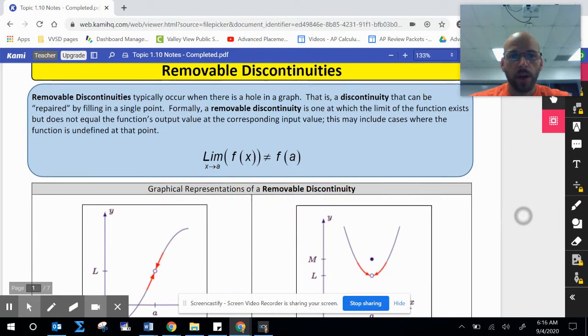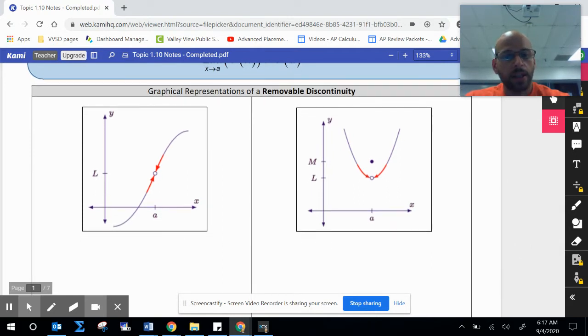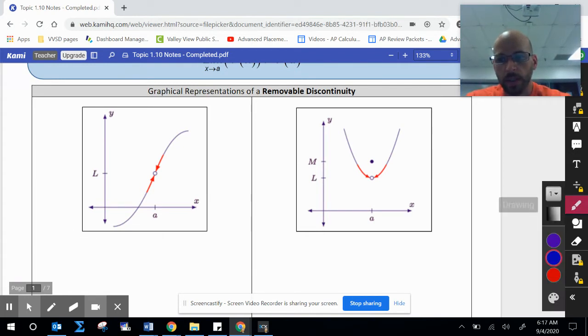And ultimately, when you have a removable discontinuity, the limit as you approach a specific value exists. The output doesn't necessarily have to exist, but if it does, then it typically doesn't equal the value of the limit. So we have a discontinuity. I have the first graph over here on the left, and I'm going to do some notation underneath it. Let's use some purple here.